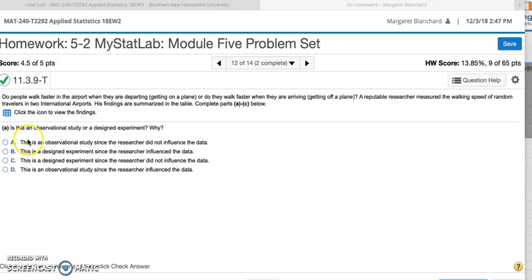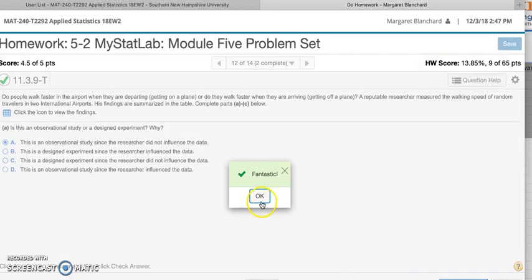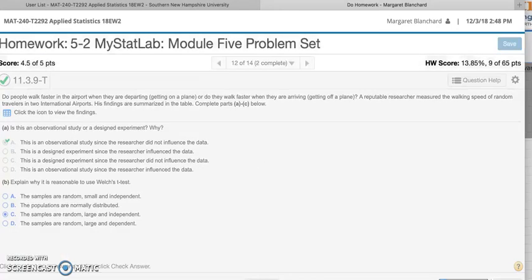So we are going to read the 2 options for observational, A or D. It says this is an observational study since the researcher did not influence the data, or D says influence the data. Well, again, the name implies observed, not influenced. So let's check A. Fantastic. Explain why it is reasonable to use Welch's t-test. This one we can just say, we know basically our major checkoffs for requirements for these different tests is the sample's random, large, and independent. So we can do that.